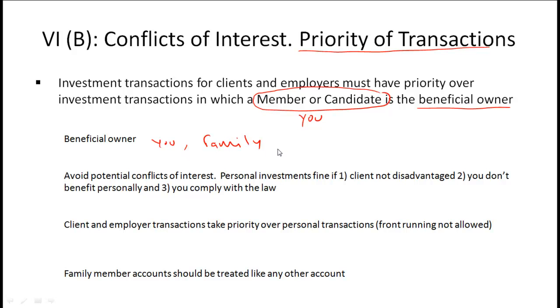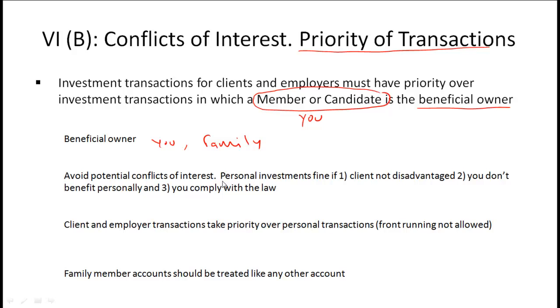So just because you don't own a stock, but let's say that your spouse or your parents own a given stock, then any action that you take that would benefit your close family member would still have to be taken in the context of standard 6B. Avoid potential conflicts of interest. Does this mean that you are not allowed to make any personal investments? That is not the case.